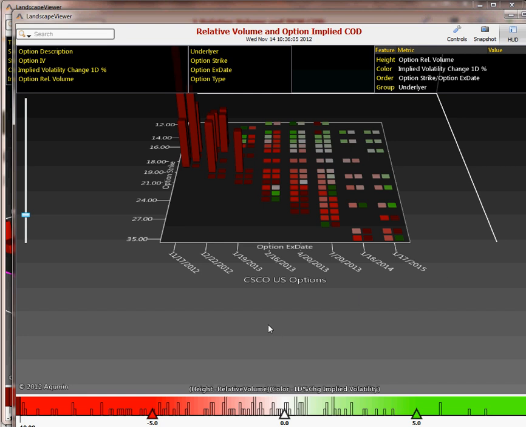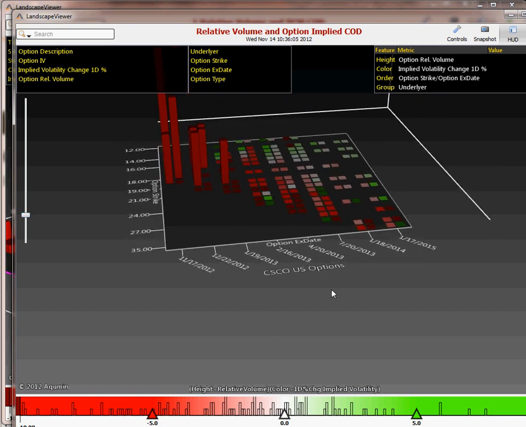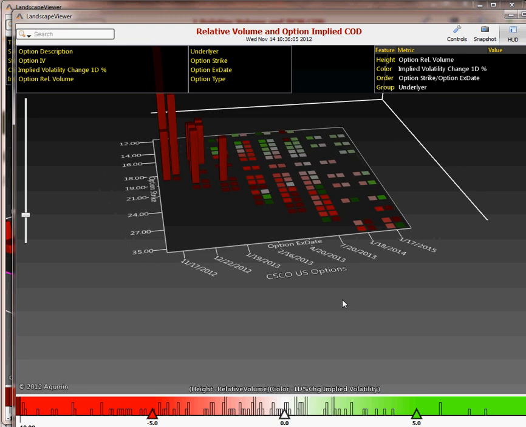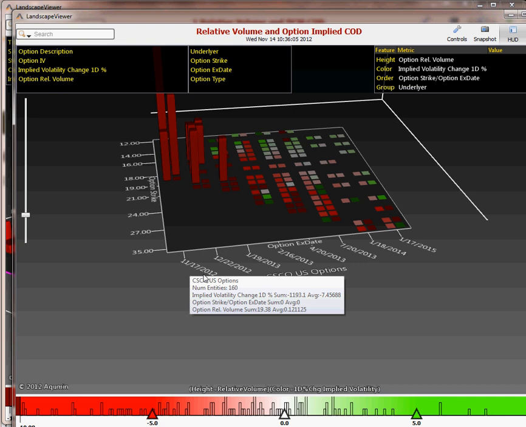So what we'll be seeing there is just Cisco options. So what you notice right away is, well, first of all, let's just explain what we're looking at. 11/17, that's an expiration. 12/22 is the December expiration, then January.